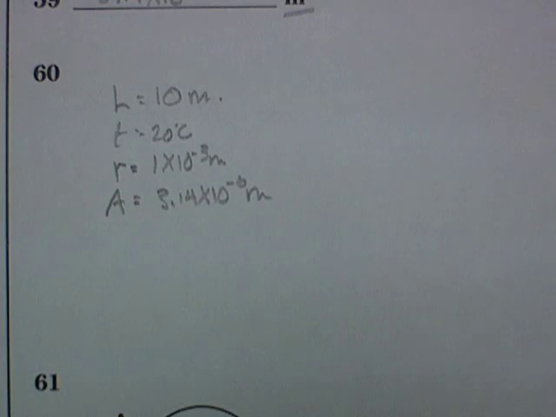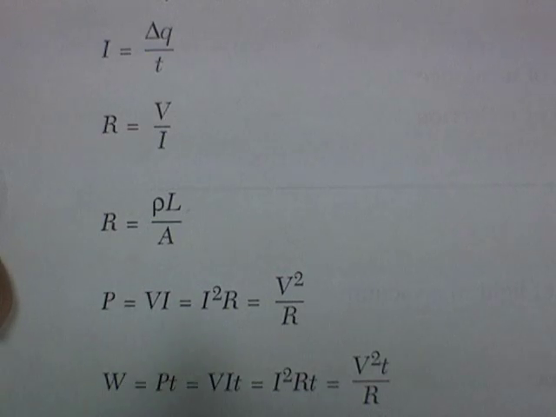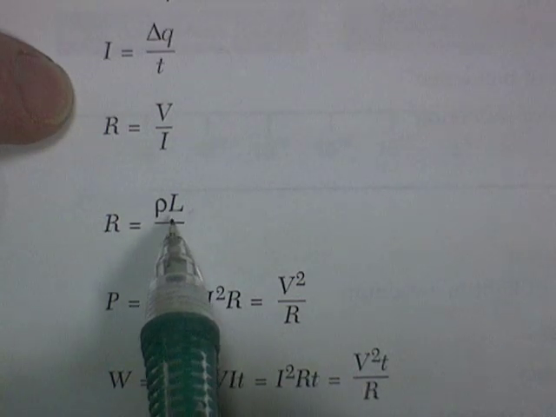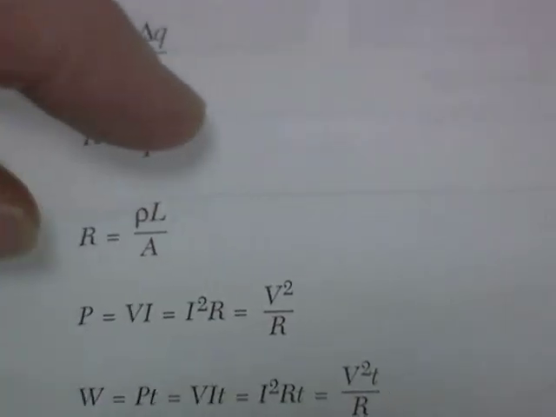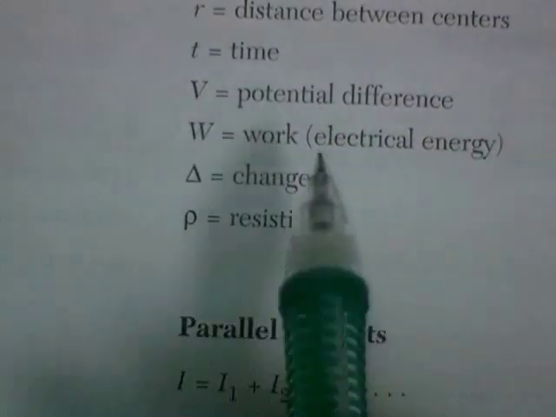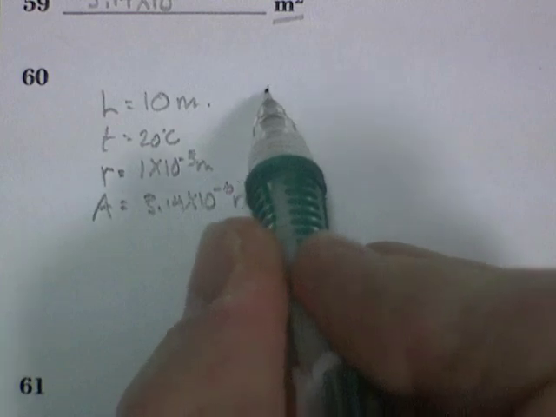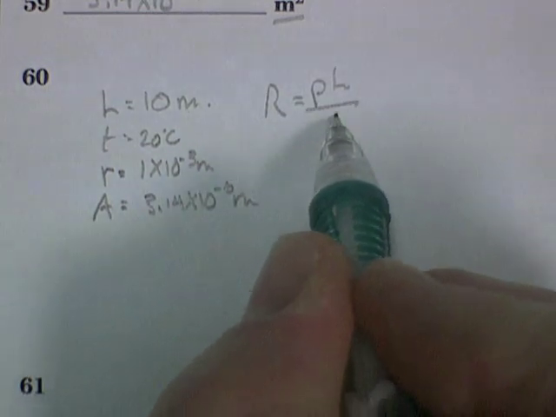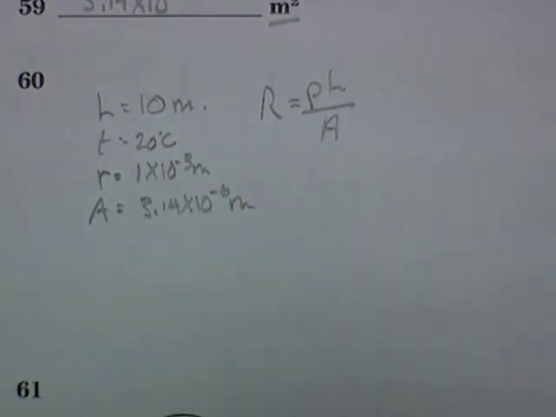So let's go find a formula for resistance. And the formula for resistance is, that's the Greek letter rho, times length divided by cross-sectional area. Now rho is resistivity. So we write the formula: resistance is equal to rho times length over cross-sectional area. We got length, we got cross-sectional area. We gotta go find this rho thing.